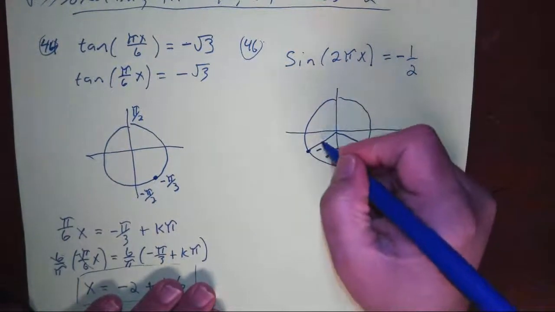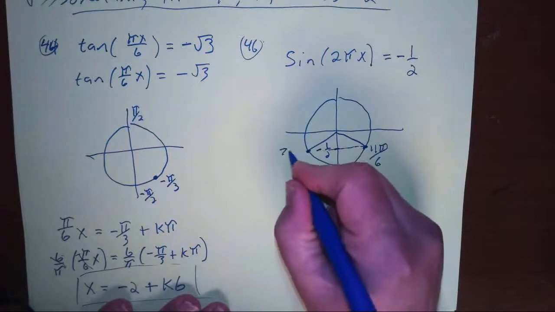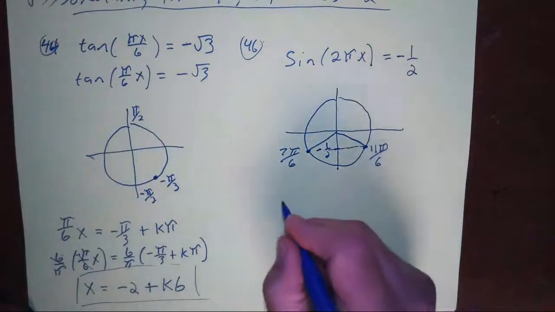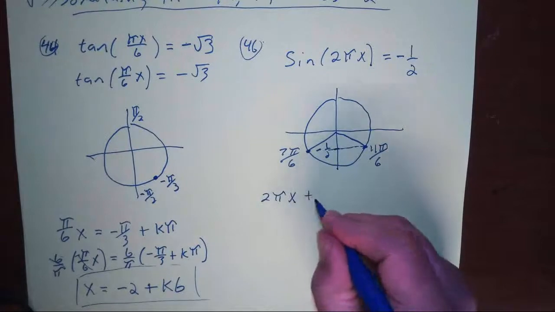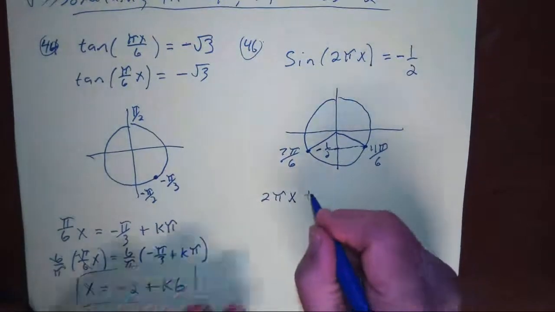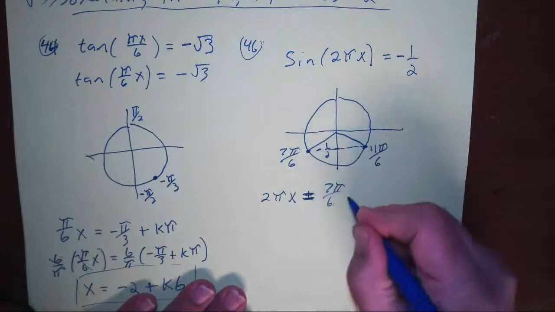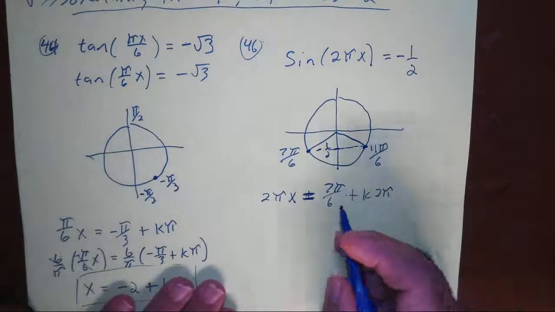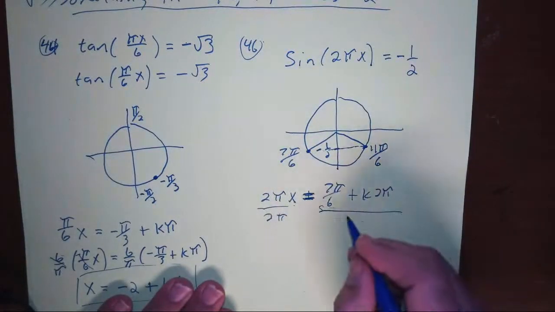Okay, and so it'll go over there, and this is 7 pi over 6. So those are the two angles. So what I get is 2 pi x is equal to, we'll say, 7 pi over 6 plus k times 2 pi.